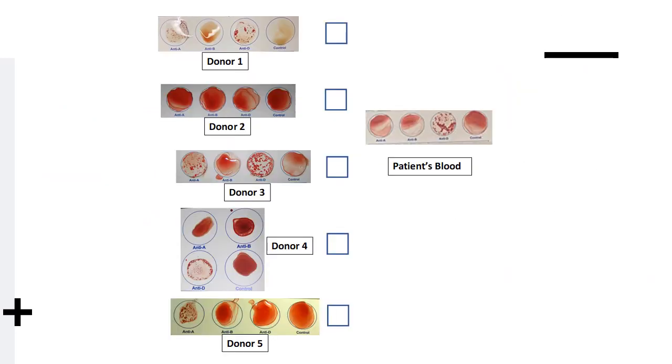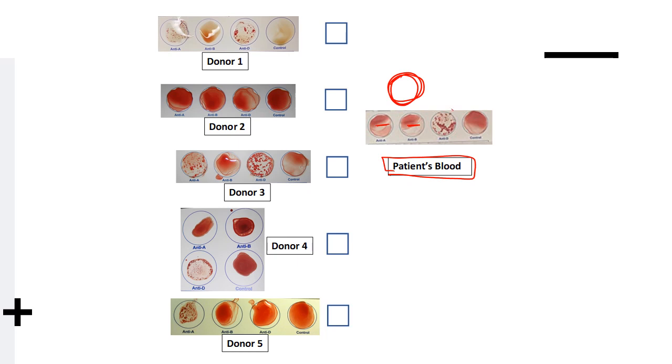Let's finish this class just with this example. Let's see if we can figure out which donors can donate to this patient's blood. The first thing that we need to do is determine what the patient's blood is. In this case, we see that there's no reaction here, so the patient is not A. There's no reaction here, so the patient is not B. Therefore, if it's not A or B, that means that the blood type is O.